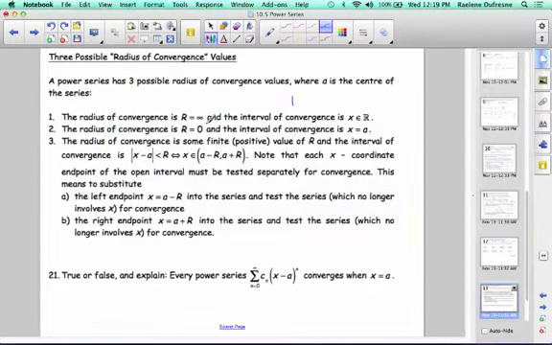So if the radius of convergence is infinity, that means that the power series is always convergent, no matter what value of x shows up in the power series.